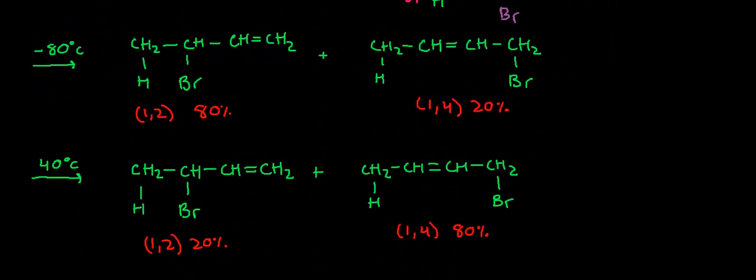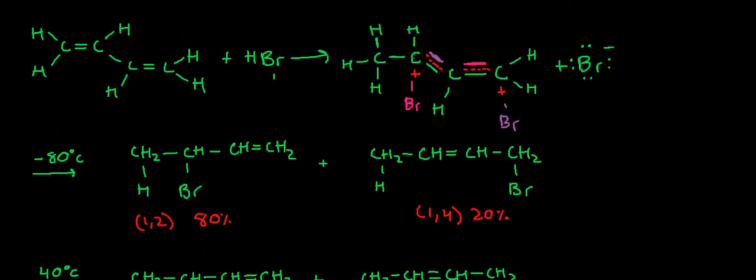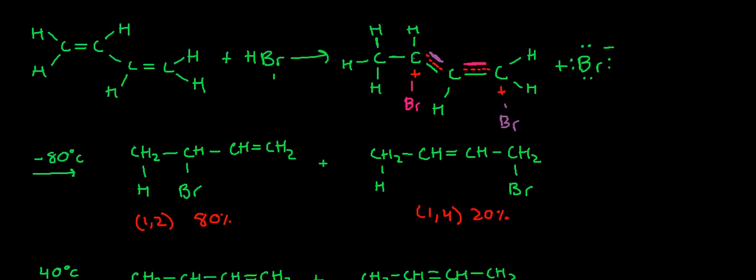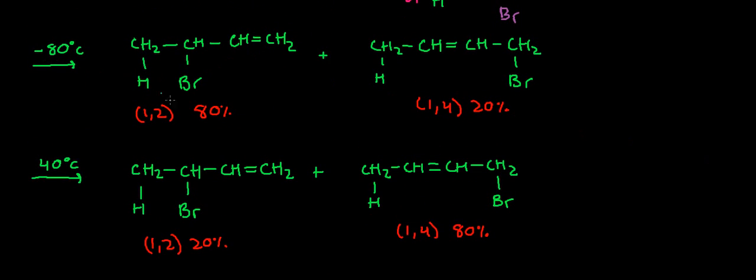And we'll have a look at how these two things play out. The first thing to notice is that at minus 80, the major product is the 1,2 product, the product where the reaction takes place on the more stable carbocation. So at this temperature, 80% of the product is the 1,2 product, and 20% of the product is the 1,4 product. At 40 degrees, only 20% is the 1,2 product, and 80% is the 1,4 product.